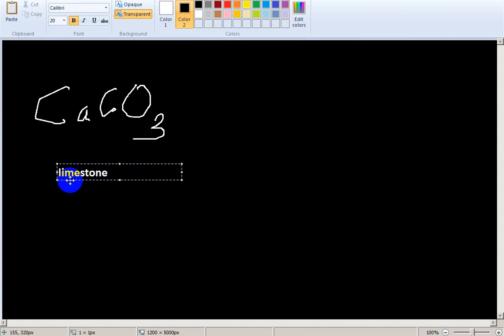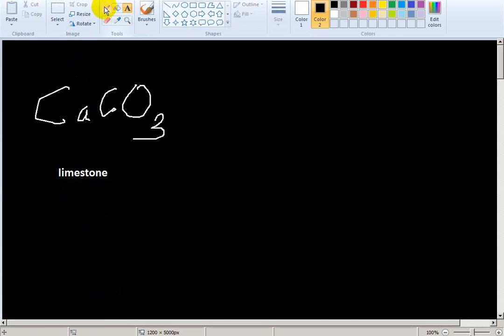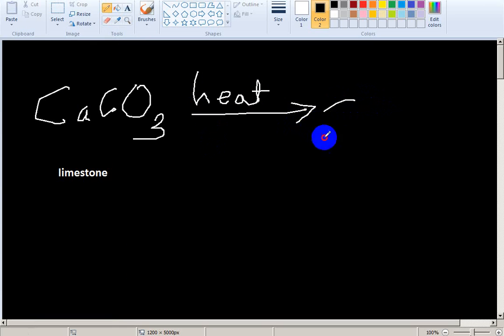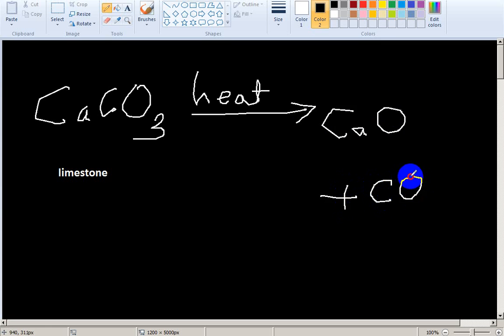Okay, I have this question: how is quicklime formed? When limestone is heated, if we give heat to the limestone, it breaks down to form quicklime, calcium oxide. This calcium oxide is called quicklime. Okay, and carbon dioxide gas is also formed.